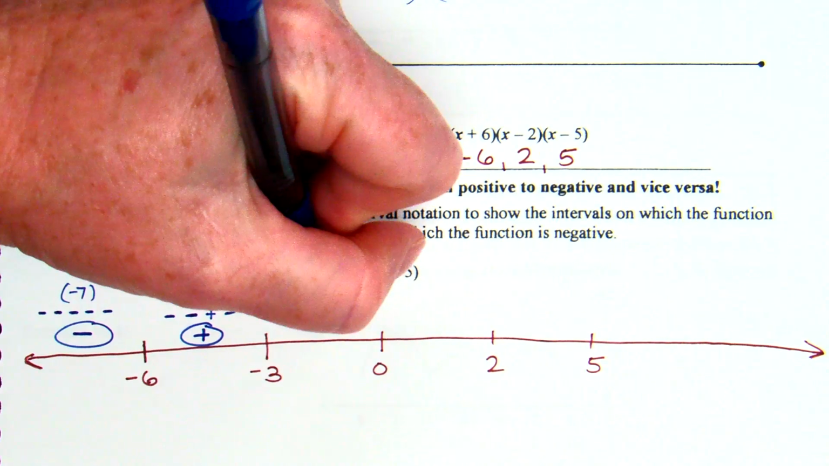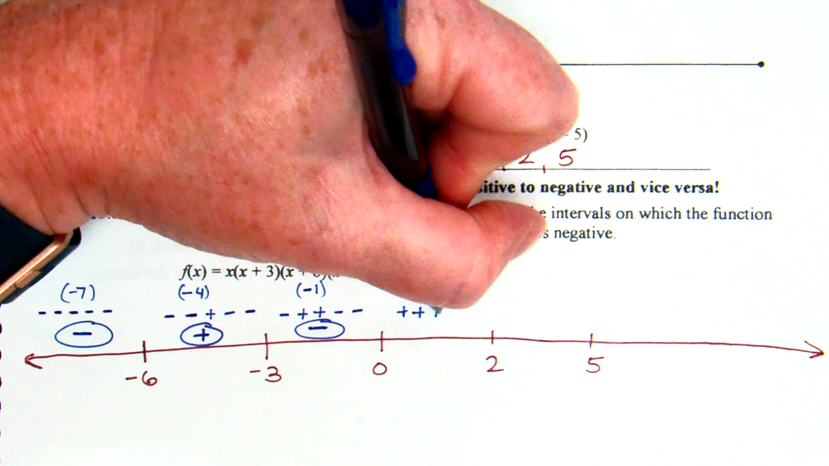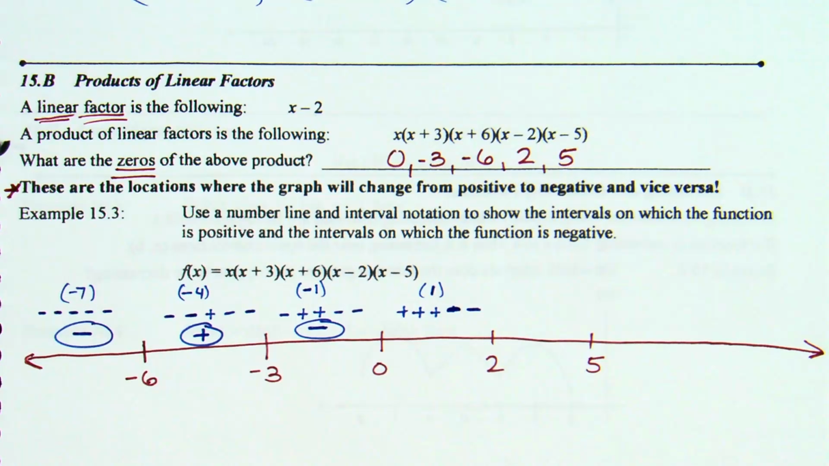Between 0 and 2? 1. Oh, hey, 1 actually starts off as positive. 1 plus 3? 1 plus 6? 1 minus 2? Whoops. And 1 minus 5. Did I do that right? Yeah. Yep. 3 positives and 2 negatives multiply together to be a positive. Okay, between 2 and 5.